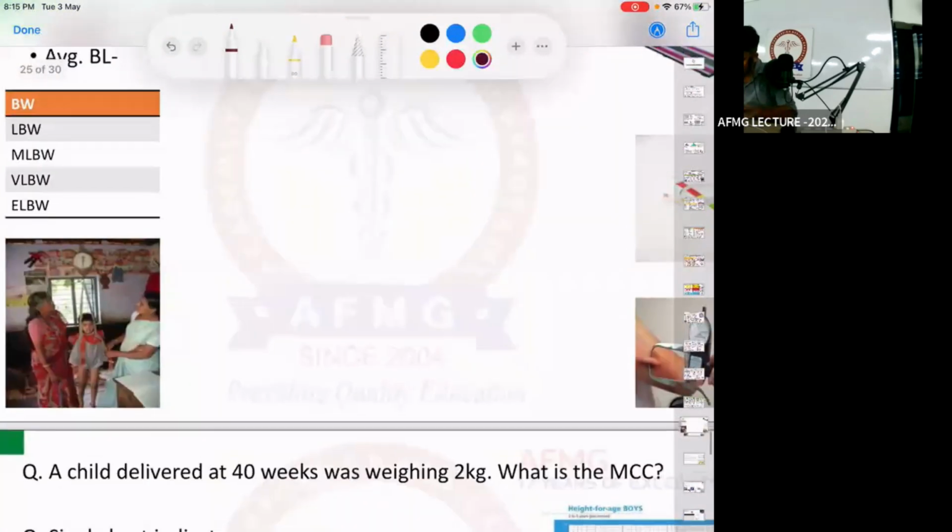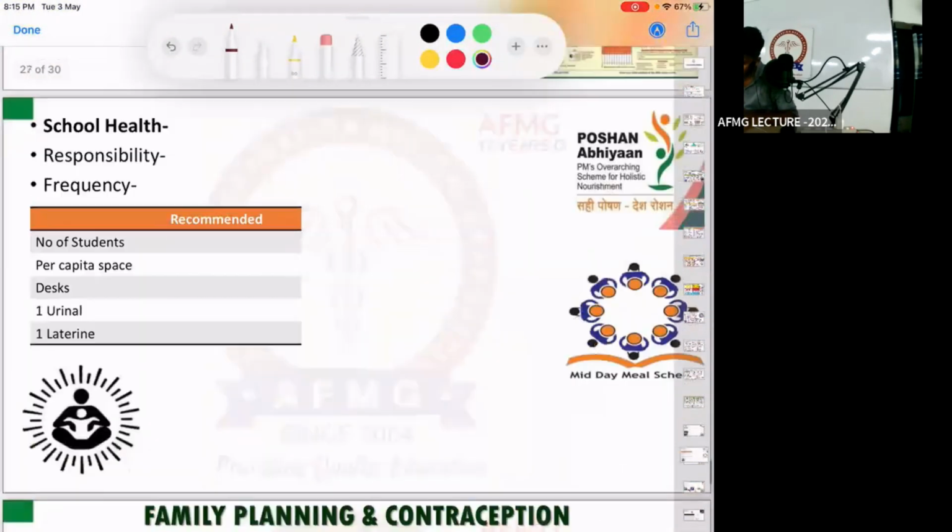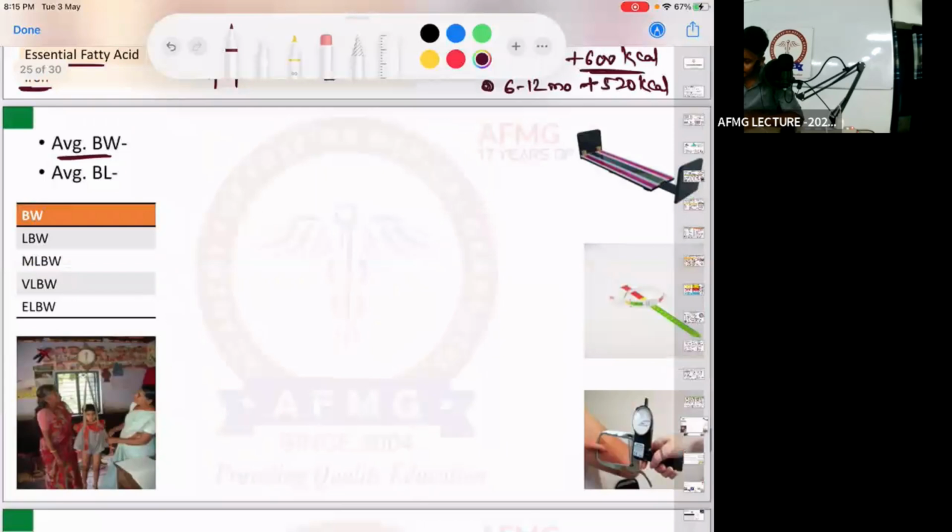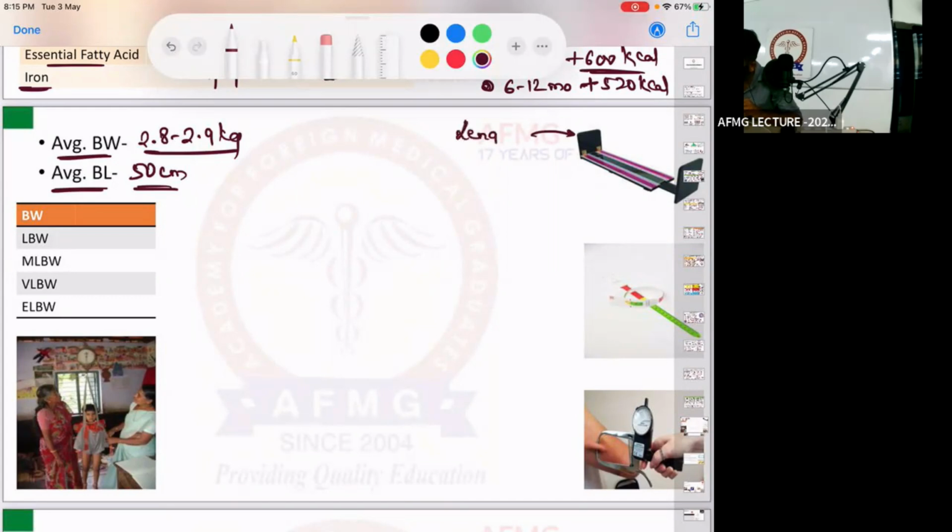Average birth weight of a child is 2.8 to 2.9 kg. Average birth length is 50 centimeter. The instrument which is used to measure birth length is the infantometer.